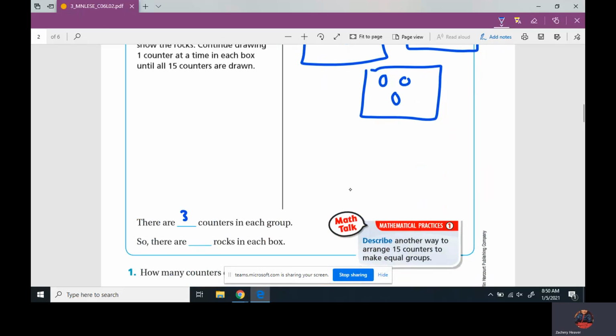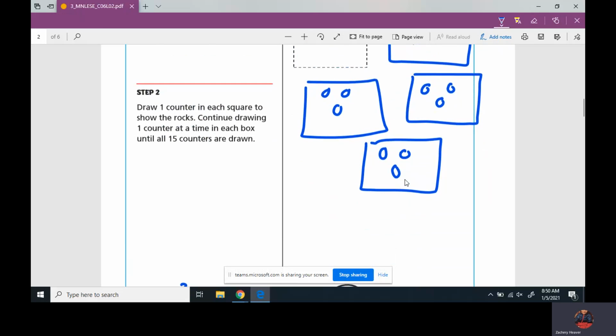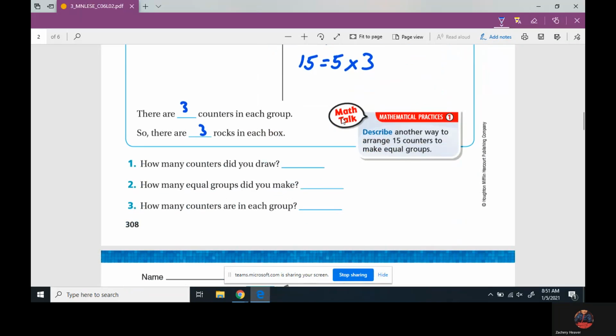So there are 3 counters in each group, so there are 3 rocks in each box. And this division problem is actually 15 rocks divided by 5 boxes makes 3 rocks in each box. And if you go backwards, we can take 3 rocks, multiply it by 5, and we'll have 15. How many counters did we draw? We drew 15. How many equal groups did we make? We made 5. And there were 3 in each.